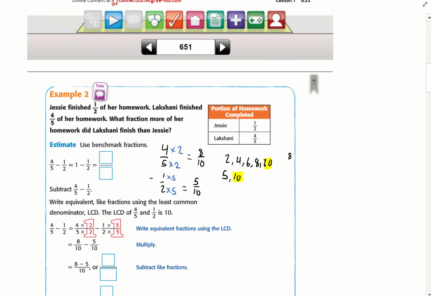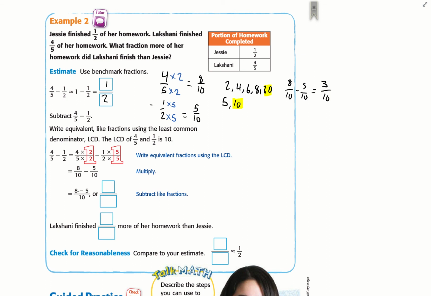So now I have 8/10 minus 5/10. And this is going to be 3/10. So 8 minus 5 equals 3/10. So 3/10 of her homework more than Jessie.